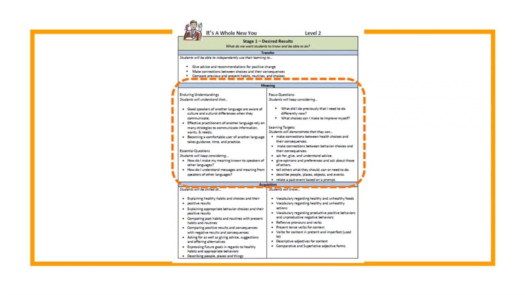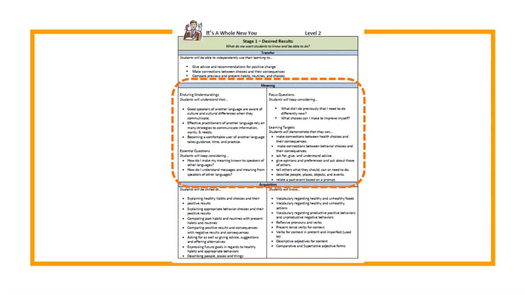I can ask for, give, and understand advice. I can give opinions and preferences and ask about those of others. I can tell others what they should, can, or need to do. I can describe people, places, objects, and events. And I can relate a past event based on a prompt.